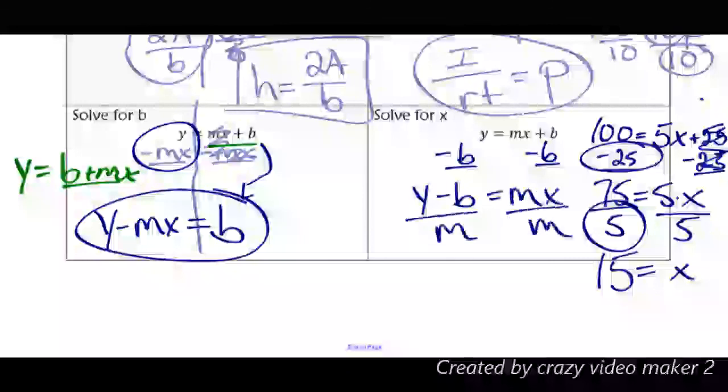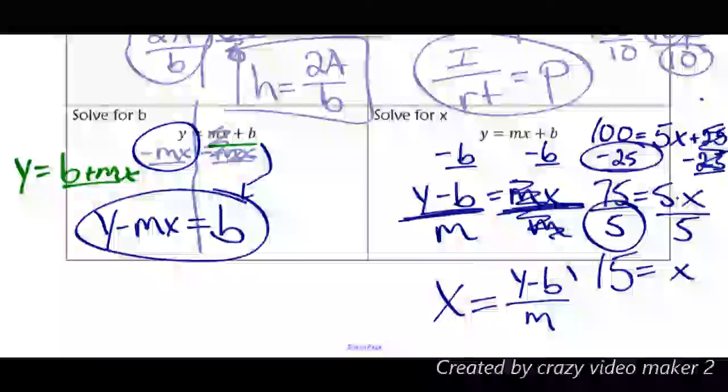And then I divide away the m. Make sure you divide the entire left side by that variable. It's not just one part of that. The entire side here is getting divided, so the entire side here needs to get divided. That cancels out, and that's my expression. x equals, I just like the variable on the left side, so I'm going to switch that around. x equals y minus b all over m.